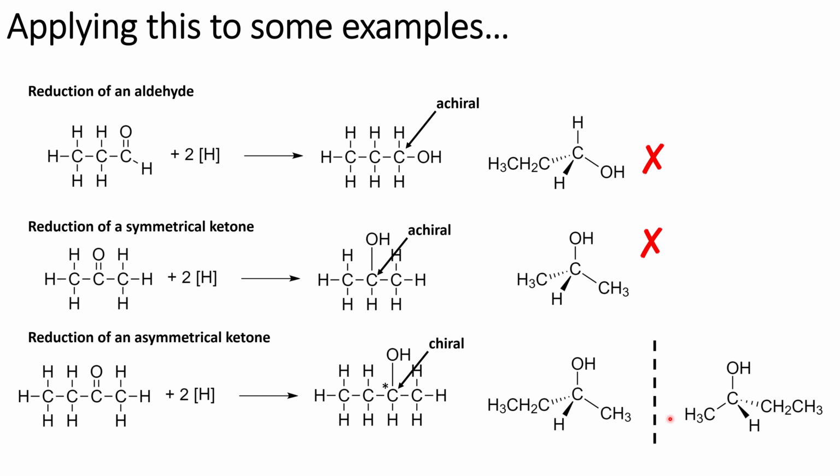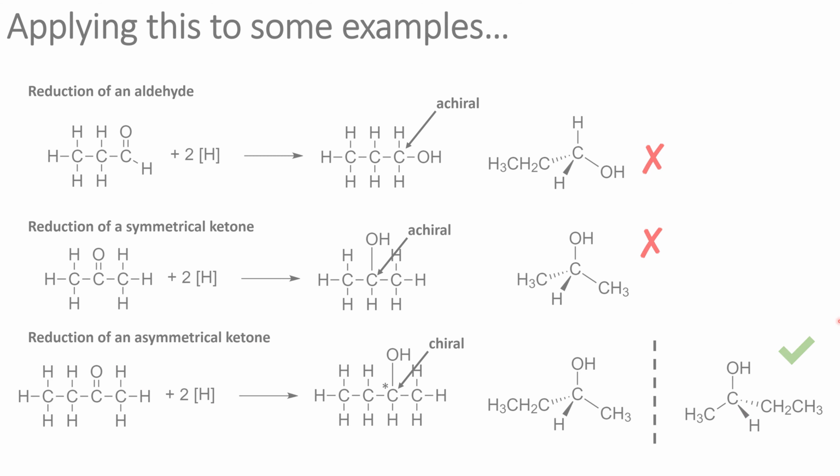So you can see the CH3 groups are both facing each other, the OH is still on top if mirrored, and this ethyl group has swapped sides, and the hydrogen group is on the bottom. So this here, the reduction of an asymmetrical ketone, does result in optical isomers.